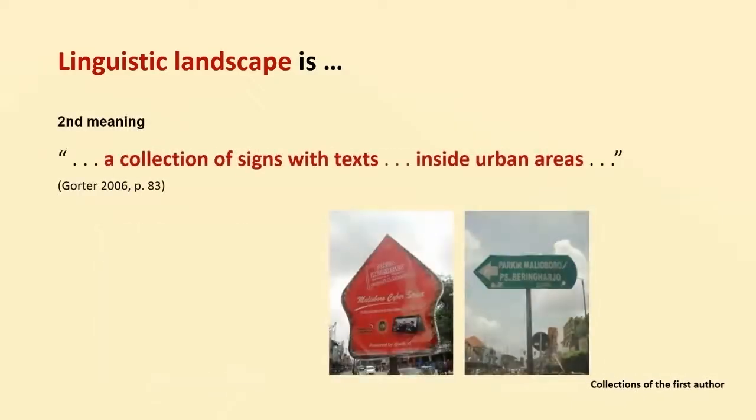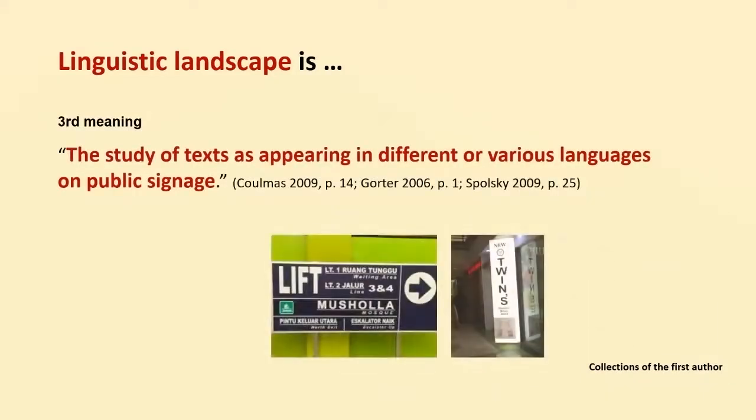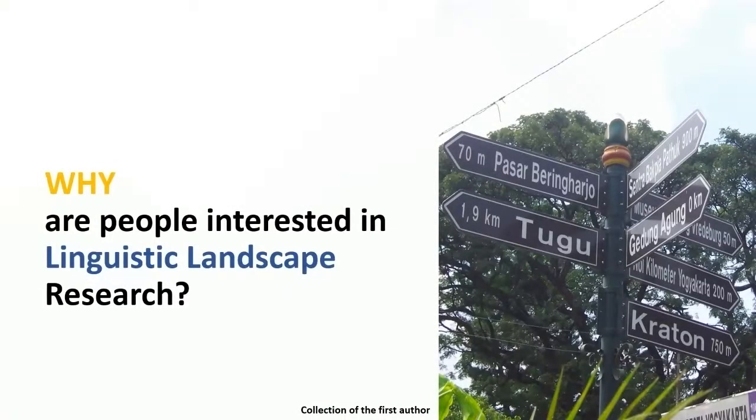Another meaning of linguistic landscape can be as simple as the definition that Gorter mentions in his work, that is, a collection of signs with text inside urban areas. That's why most studies on linguistic landscape centered on public spaces in urban, not in rural areas. The other meaning of linguistic landscape is the study of text as appearing in different or various languages on public signage.